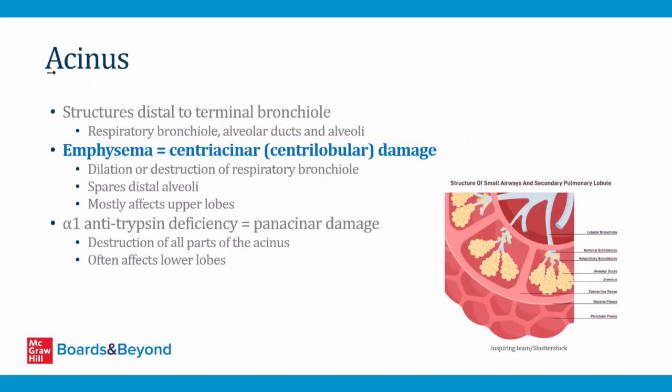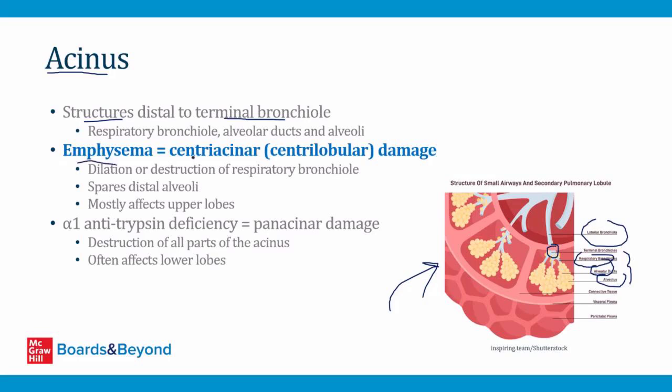Let's talk briefly about the acinus, which is a term used in pulmonary anatomy and pulmonary physiology. So the acinus refers to structures that are distal to the terminal bronchiole. So let's look at this picture here, which I go over in the video on pulmonary anatomy. So we have a lobular bronchiole bringing air in, and then we get to these terminal bronchioles here. And distal to the terminal bronchioles, you find respiratory bronchioles, alveolar ducts, and the alveoli. And so these things collectively are called the acinus.